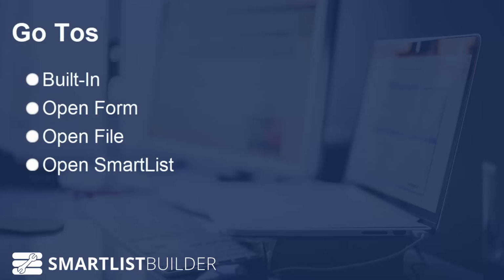The Open SmartList go-to allows you to open any other SmartList you have, whether it's one of the default SmartLists or another one that you have set up in SmartList Builder. The Open Website go-to allows you to open a website that is stored in a GP field. If you know how the website accepts parameters, you can also use the data in GP fields to pass parameters to the website.